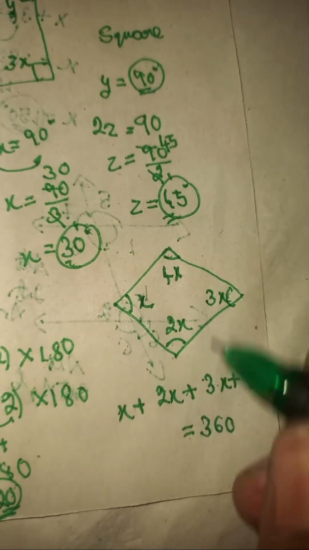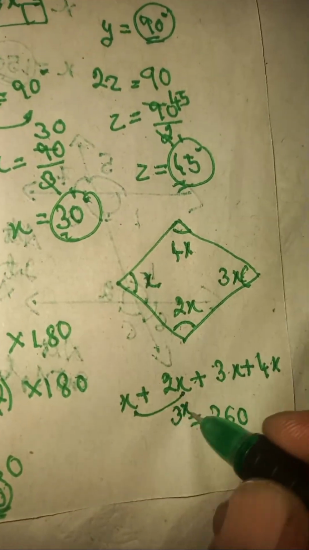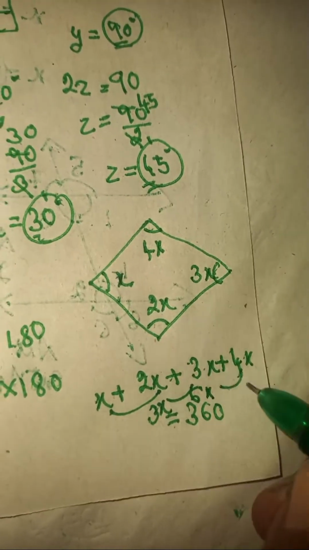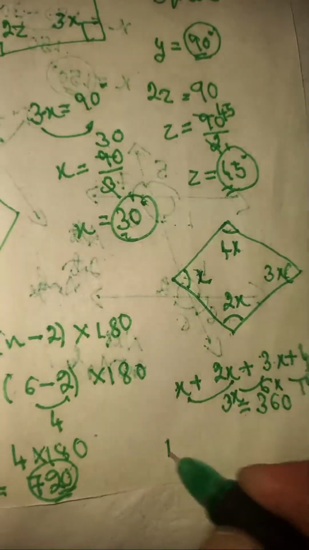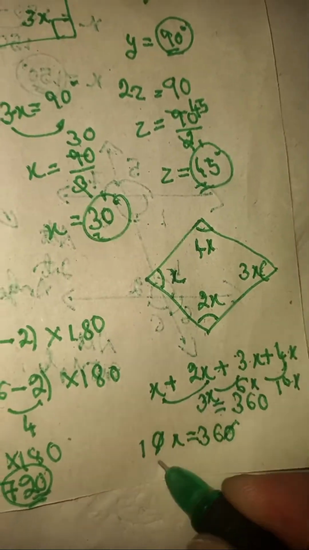Any quadrilateral sum is going to become 360 degrees. x plus 2x is 3x, 3x plus 3x is 6x, 6x plus 4x is 10x. 10x equals 360, then cancel the 0 and 0, so x equals 36 degrees. You can take one more problem.